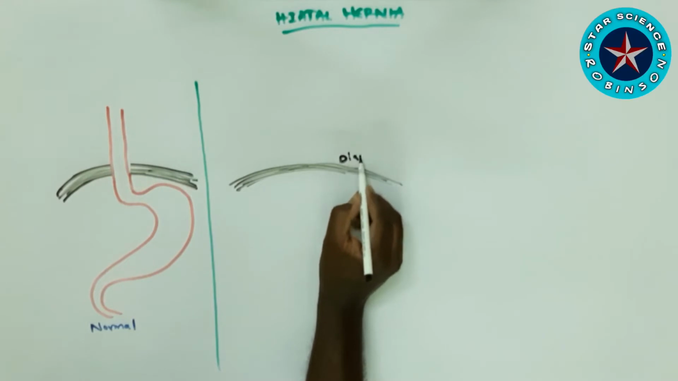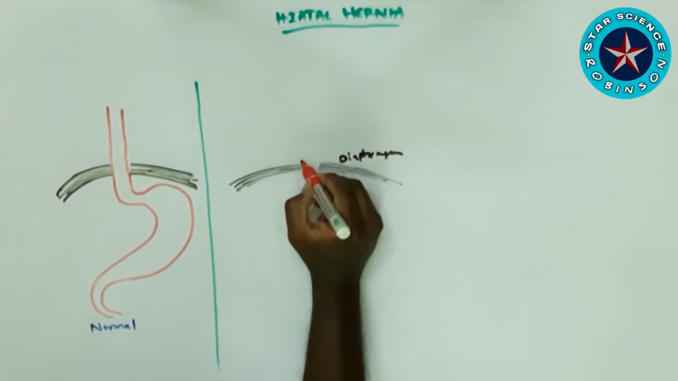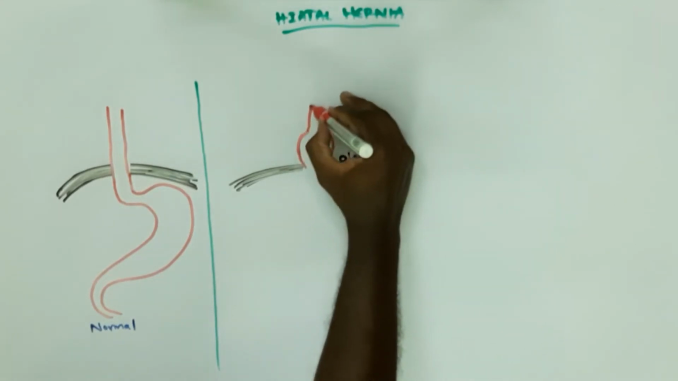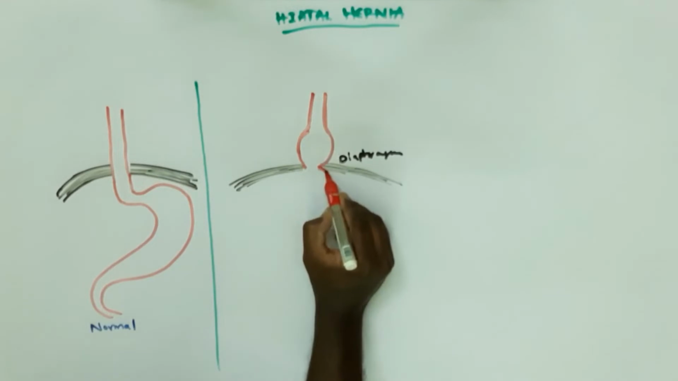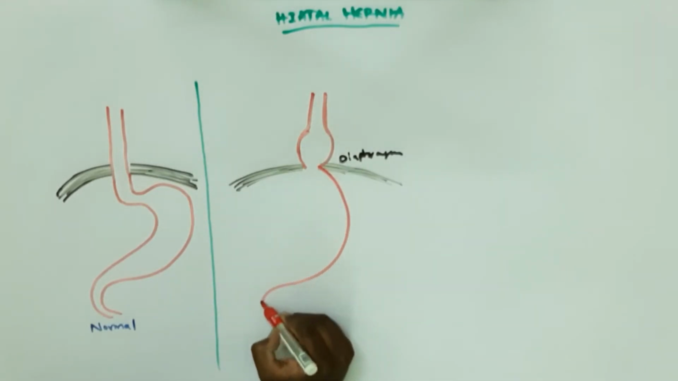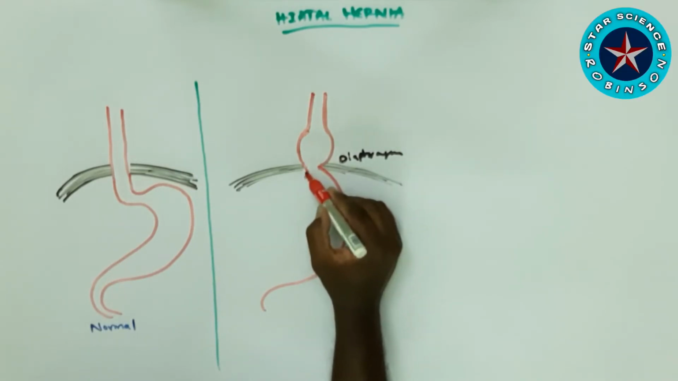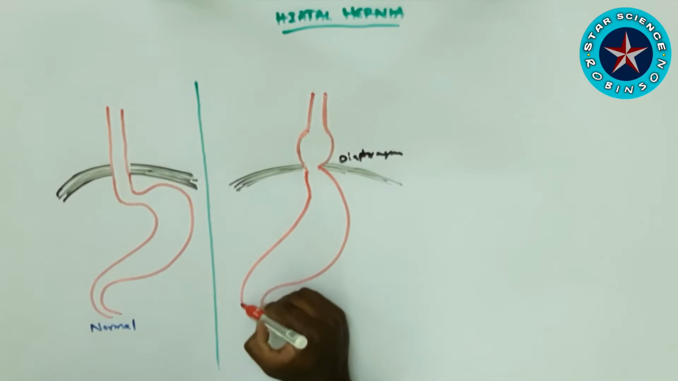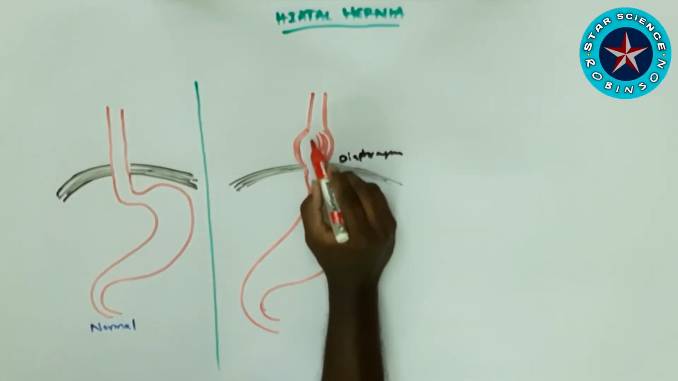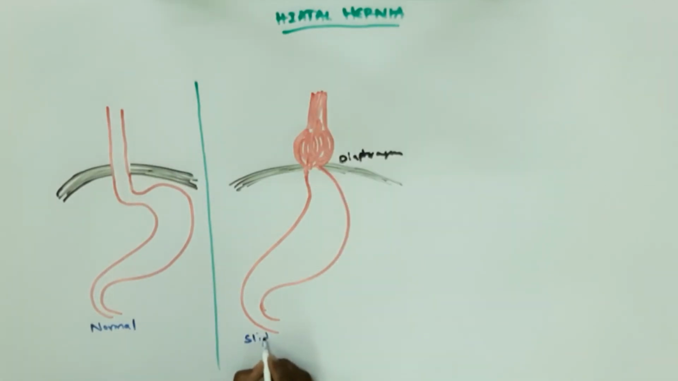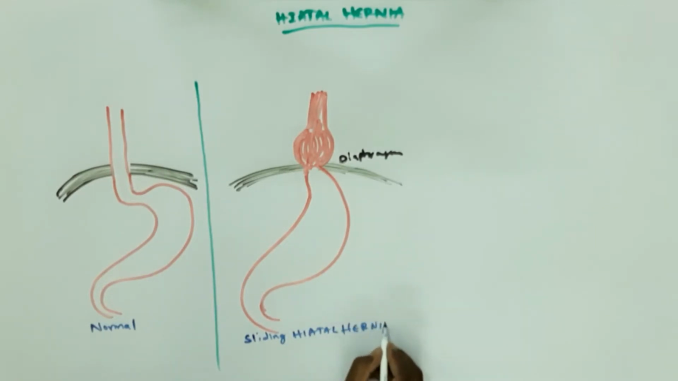But here in hiatal hernia we are seeing where the esophagus enters the diaphragm. There the upper portion of the stomach will bulge into the thoracic region through the diaphragm. We can see in our diagram the upper portion of the stomach protrudes into the thoracic region. Right now I'm showing you in our diagram where the esophagus has not entered the abdominal region, but the stomach will enter the thoracic region through the diaphragm. So that is called sliding hiatal hernia.